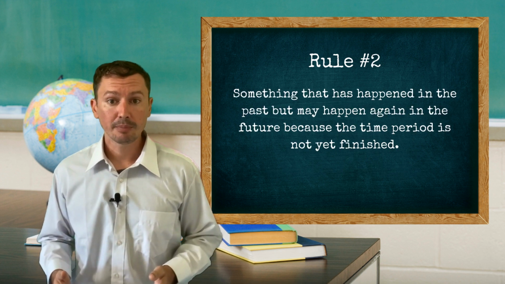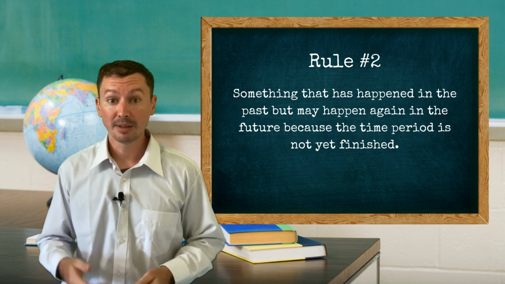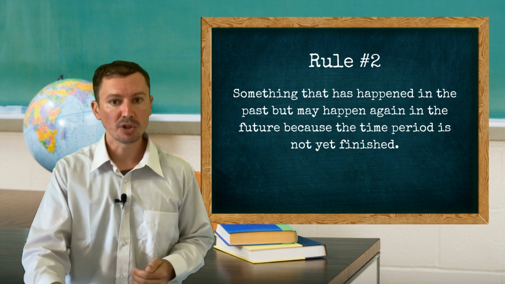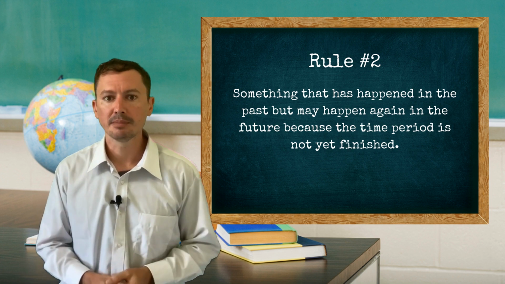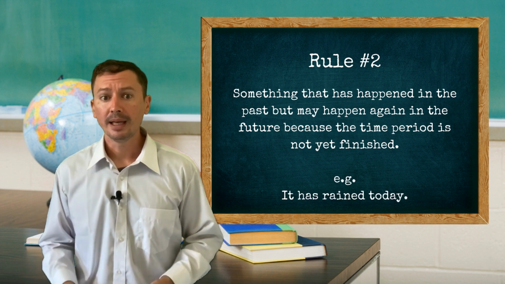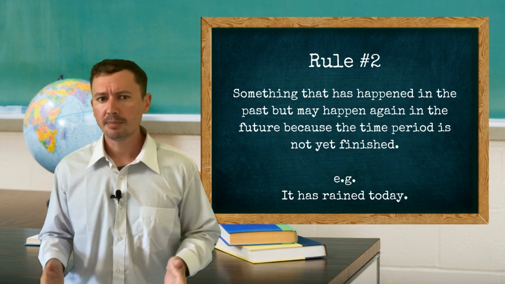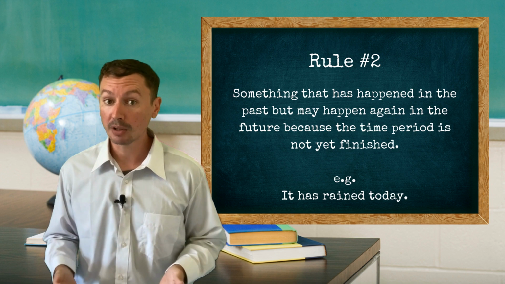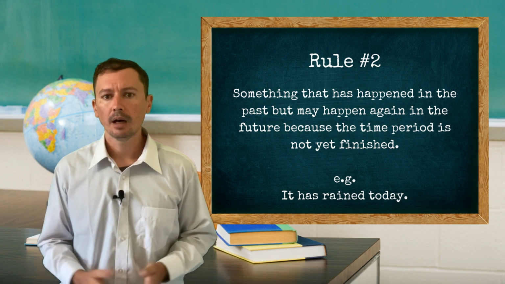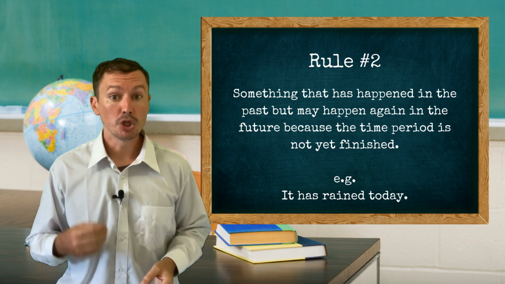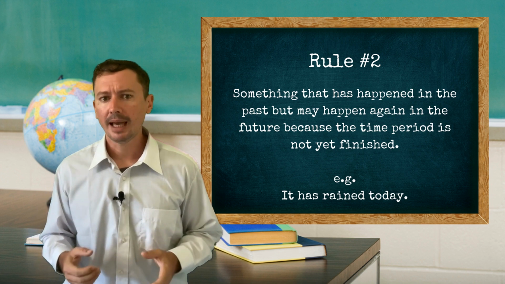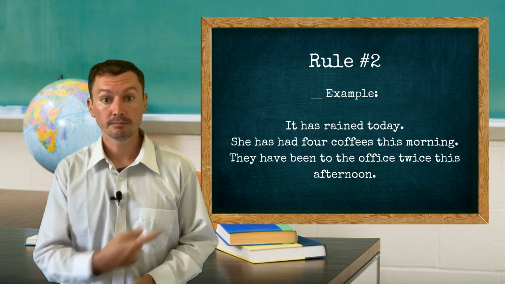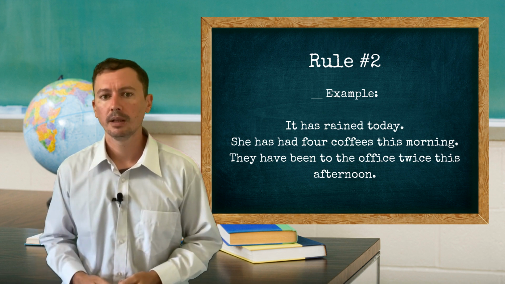Next, we use the present perfect for describing something that has happened in the past and may happen again in the future because the time period is not yet finished. For example, it has rained today. This means it rained earlier in the day, but because it's still the same day, it could possibly rain again. Unlike Rule 1, here we often do have a stated time, but the action happens during that time and could continue now or in the future. Here are 2 more examples.